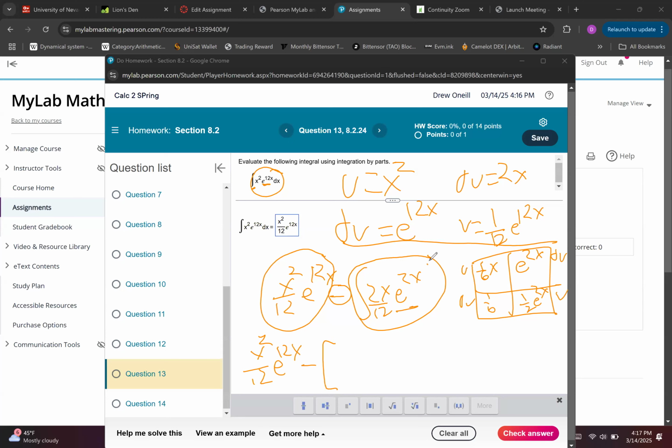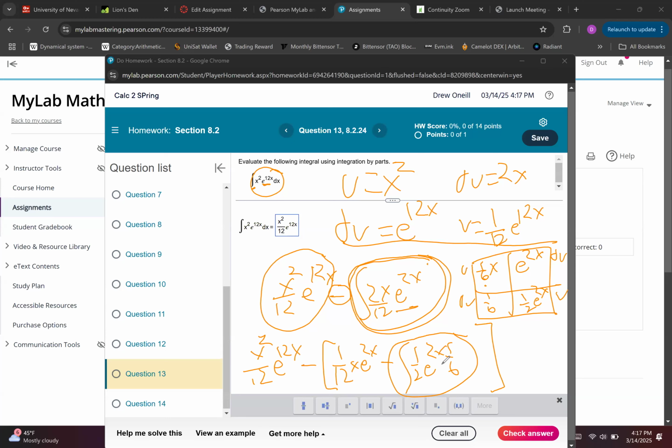And so it's u times v, 1/6, 1/2. So we have 1/12 x e to the 2x minus, right? What I'm doing now is reapplying the integration by parts formula, minus the antiderivative of v du, right? So v is 1/2 e to the 2x, and du is just 1/6. So even though I have another integral, remember we're going to have a minus applied to what's inside the brackets.